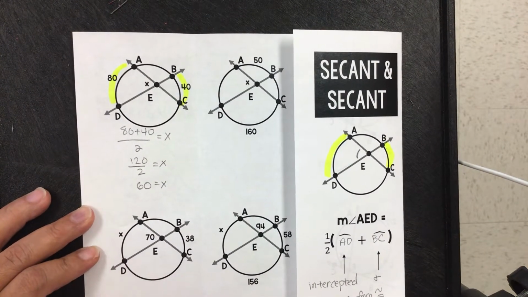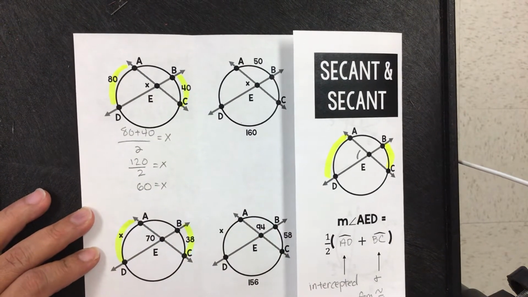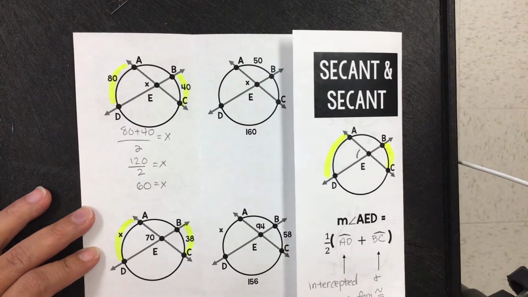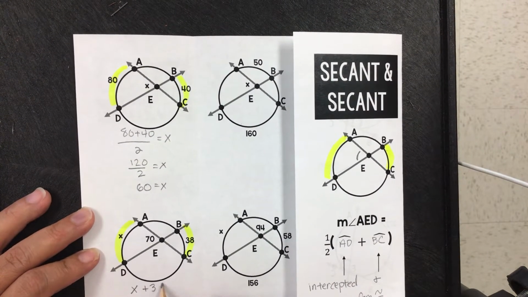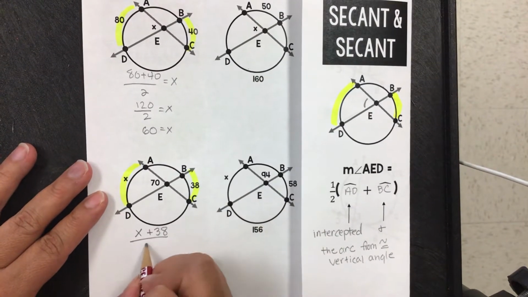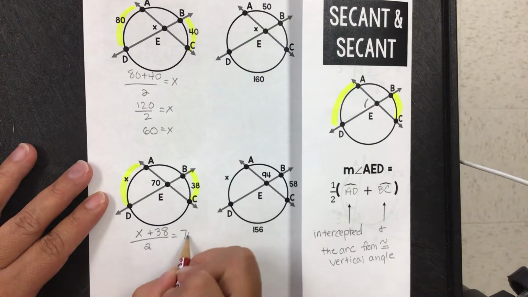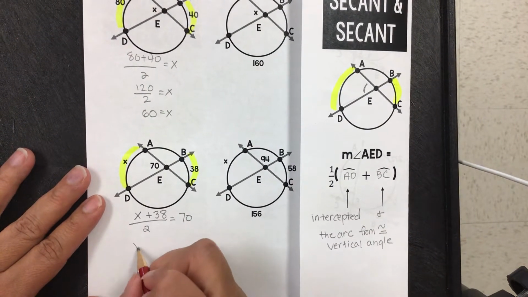Let's do this one down here as well. We know that this plus this is the angle that's on the inside. So this one looks a little bit different. This one looks like x plus 38, the arcs on the outside, divided by 2 is equal to 70. So I'm going to go ahead and leave this exactly the same.